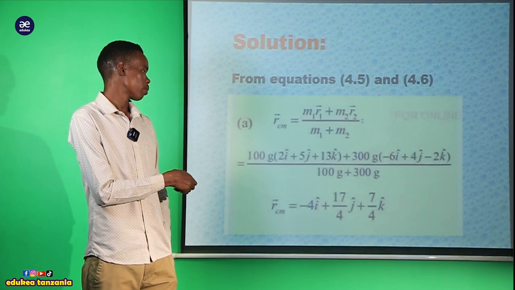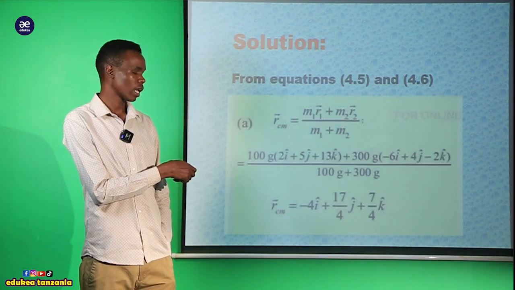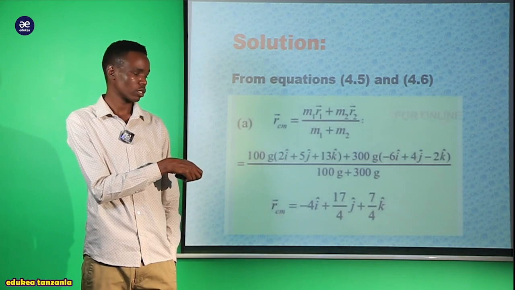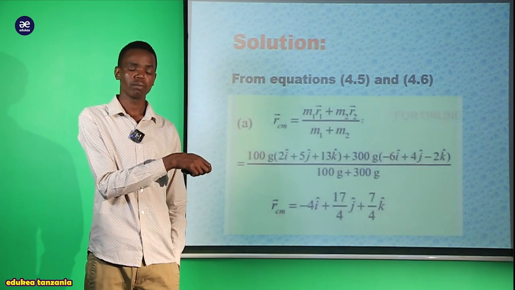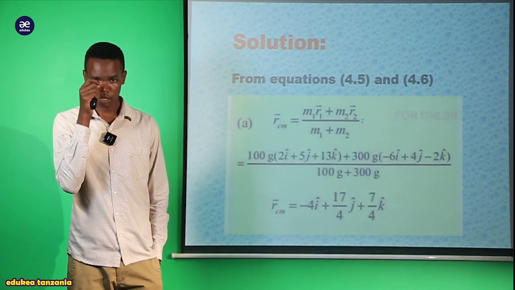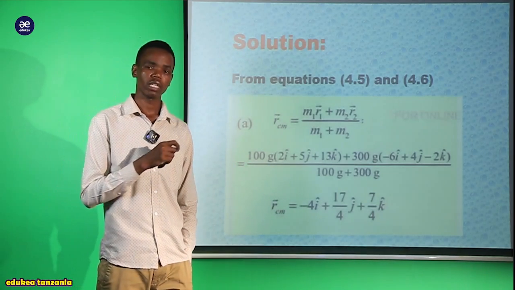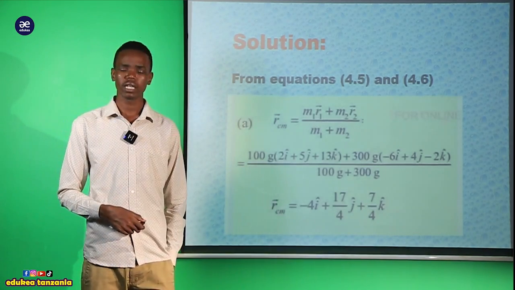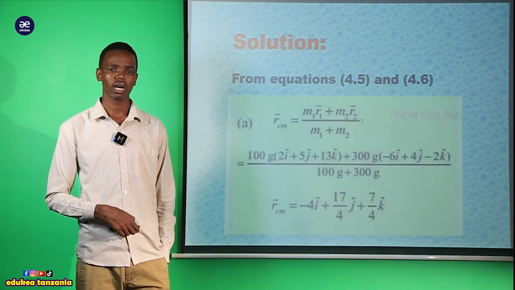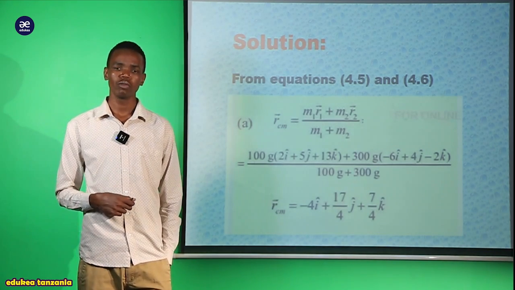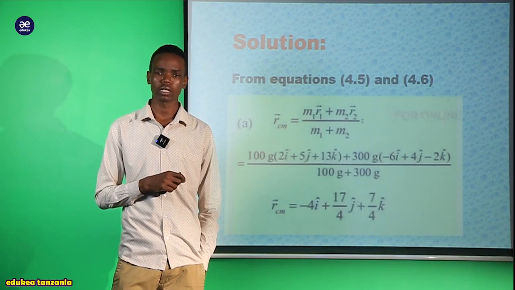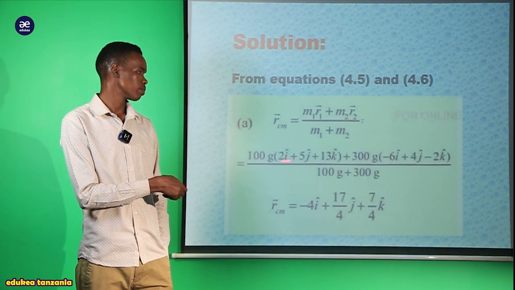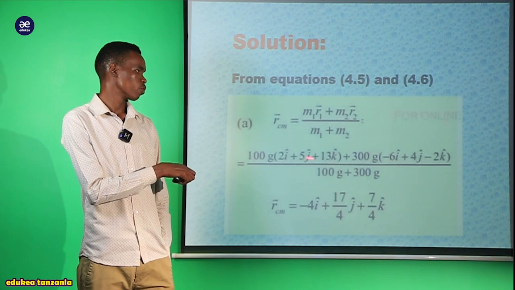We substitute where the mass is equal to 100 gram, in brackets. Then we add mass 2, which is 300 gram, times the vector R2 that we have been given in our equation. After that we divide by the summation of their masses: mass 1, which is 100 gram, plus mass 2, which is 300 gram. After that, my dear student, we should simplify.